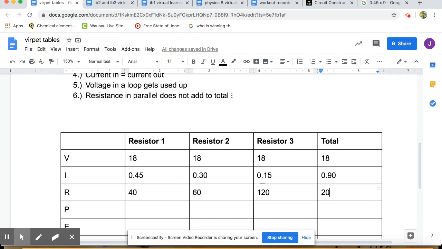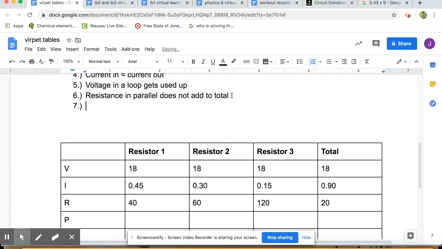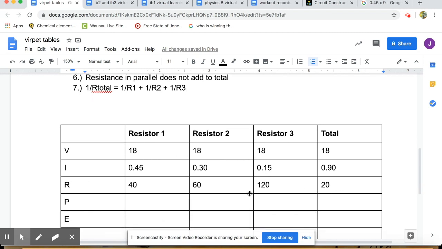There is actually an equation to find the resistance in parallel. It says 1 over R total is equal to 1 over R1 plus 1 over R2 plus 1 over R3. So if I took 1 over 40 and added it to 1 over 60 and added 1 over 120 and then hit equals, and I took 1 over that number, I would get 20. And we'll talk more about that later.